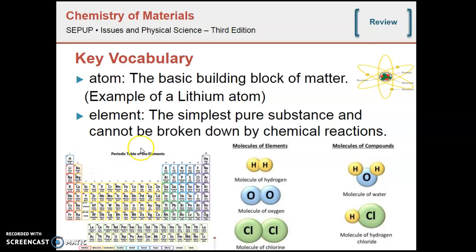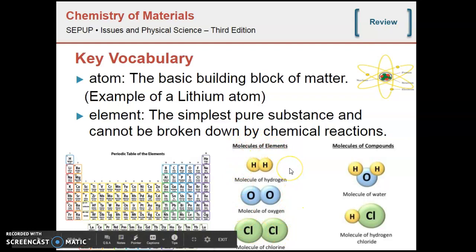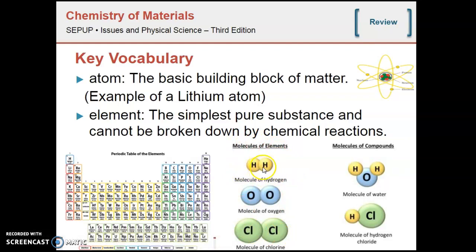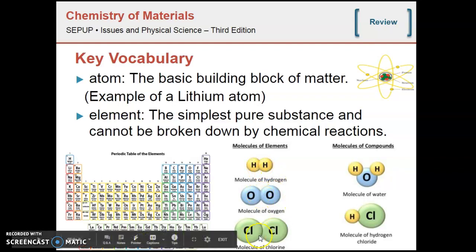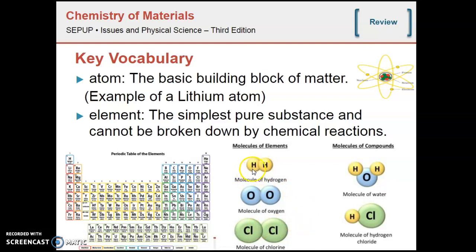An element, we know, is the simplest pure substance that cannot be broken down by chemical reactions. So this is a great model right here of elements where we have atoms that are bonded together. See how they're kind of overlapped? That typically means that they are bonded together. And so you'll notice that the element hydrogen, for example, is 2 hydrogens bonded together. You don't see any other kind of element here. And that's the real difference between elements and compounds.